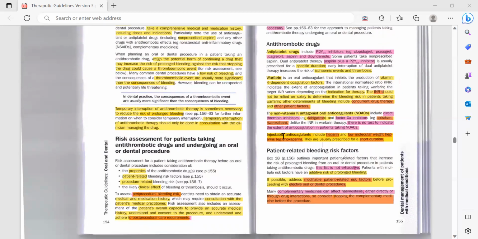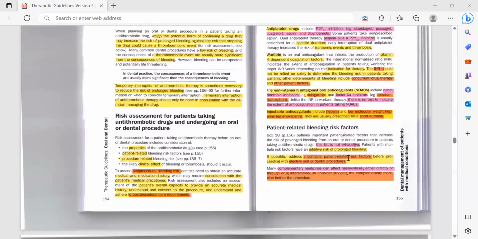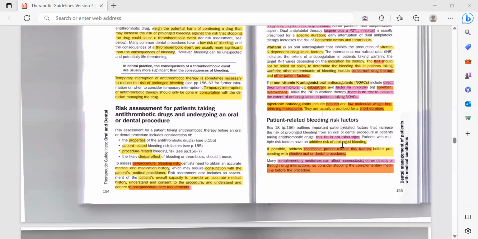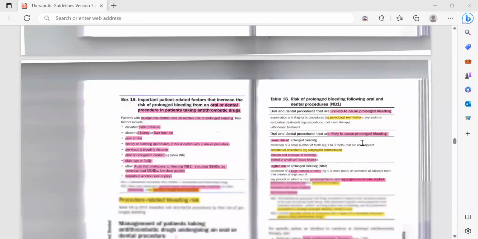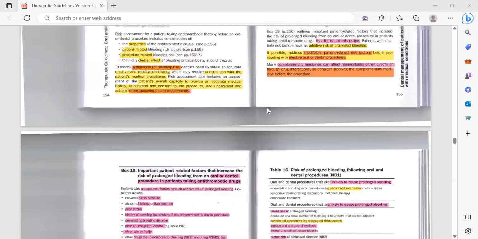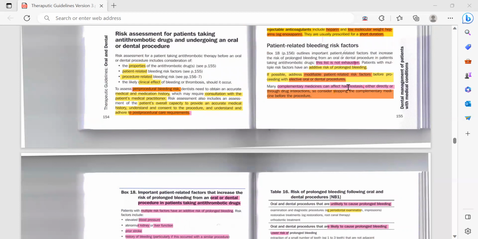Then the patient might be taking injectable anticoagulants, which are heparin and low molecular weight heparin, which is enoxaparin. They are usually prescribed for a shorter duration. Then patient-related bleeding risk factors. The list is not exhaustive, but the risk of prolonged bleeding is additive. So if the patient has one to three factors, then the risk would add on. Many complementary medicines can affect hemostasis either directly or through drug interaction. So consider stopping the complementary medication before the procedure.